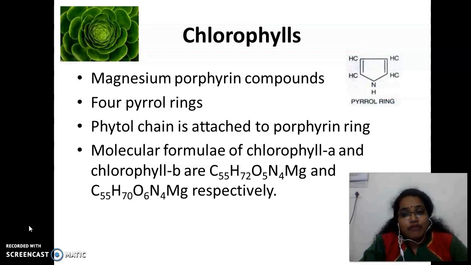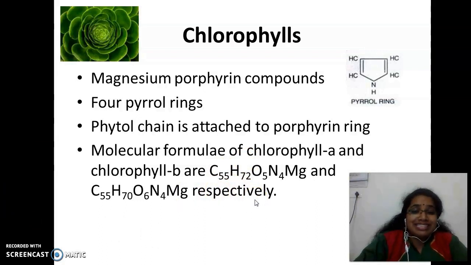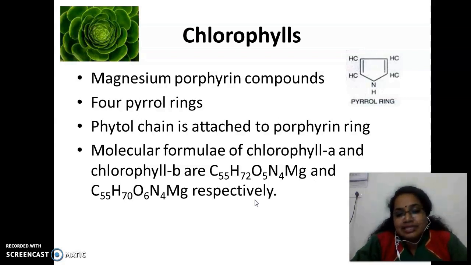So, the molecular formulas of chlorophyll A and B are given here. Chlorophyll A has the molecular formula C55H72O5N4Mg and chlorophyll B has the formula C55H70O6N4Mg. It was one of the previous year questions of part B in CSIR-UGC-NET.